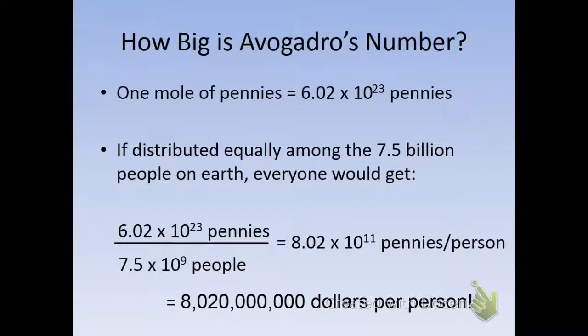So how big is this number? I'm going to give you a couple examples to explore its immense size. If you had a mole of pennies, 6.02 times 10 to the 23rd pennies, there's 7.5 billion people on Earth, give or take. If you take that and divide it out, everyone would get 8.02 times 10 to the 11th pennies. Well, what is that? That is $8 billion per person on the entire planet if we distributed a mole of pennies. It's a staggeringly large number.